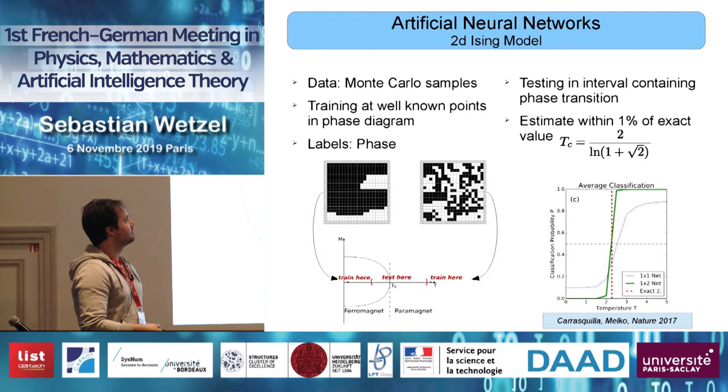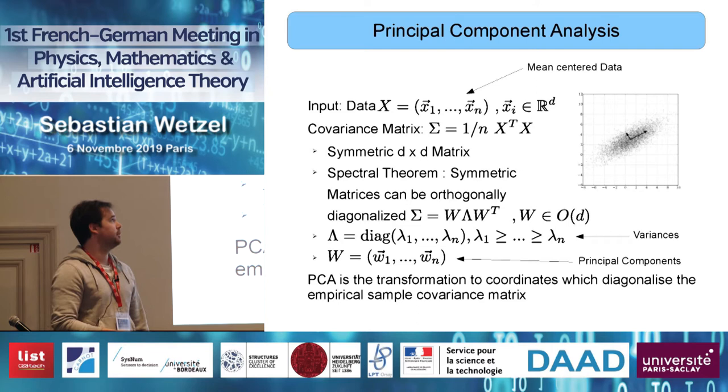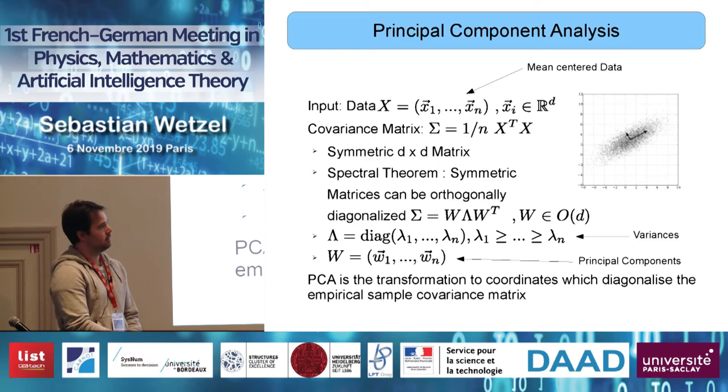So now we have discussed supervised artificial feed-forward neural networks. Another simple way of calculating phase diagrams in an unsupervised manner is we give a principal component analysis the whole data set in all temperature ranges, and see what the main principal components on these data sets are.